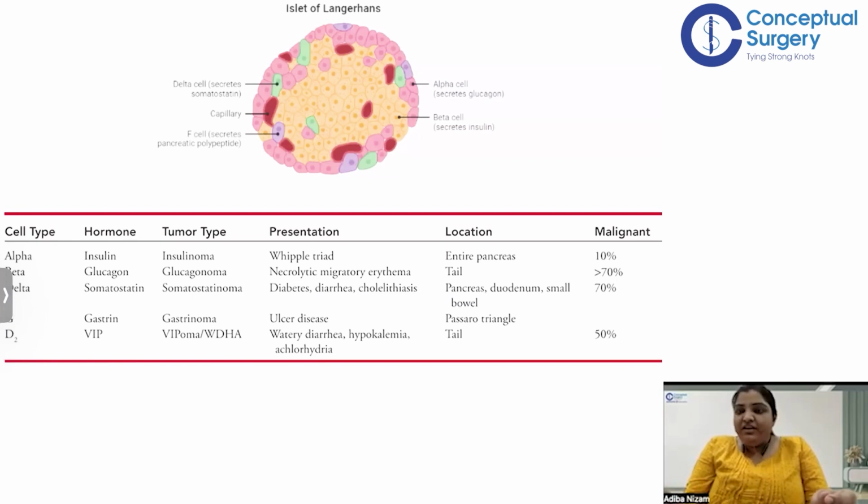So the tumors that arise from these cells used to be called islet cell tumors, and we now name the neuroendocrine tumor based on the cell of origin and the product that it secretes. So we have insulinomas, glucagonomas, somatostatinoma, gastrinoma, VIPoma, depending on what the peptide being secreted is.